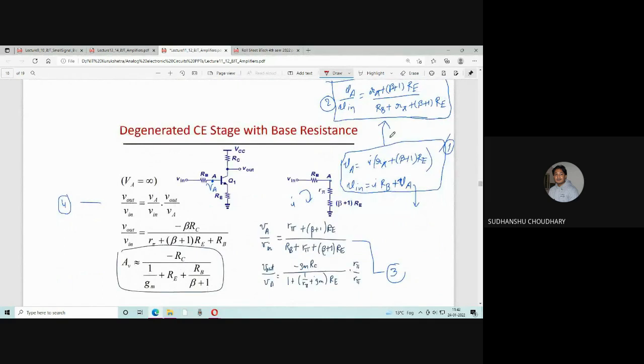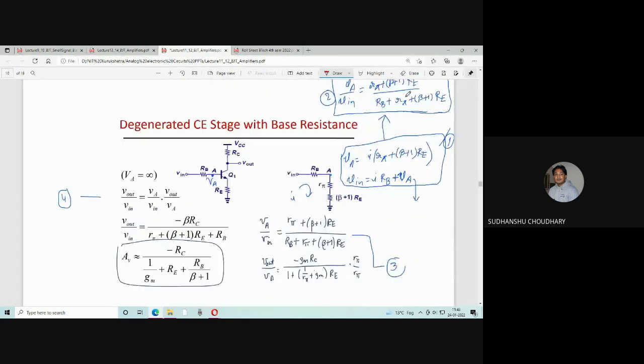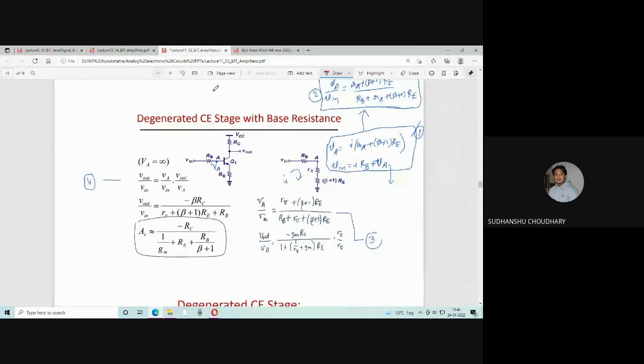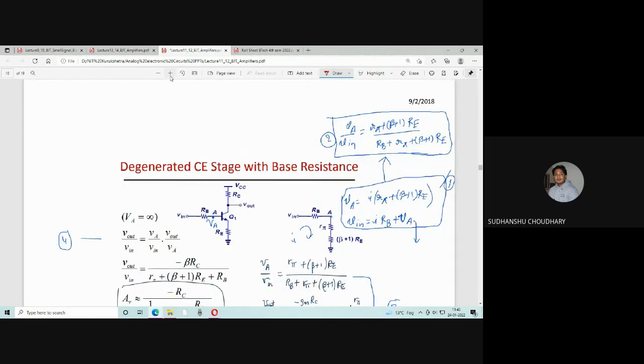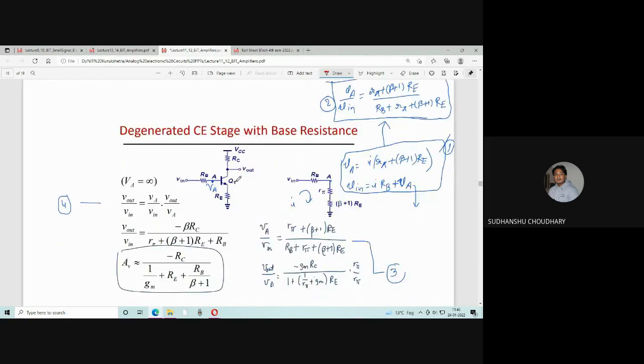Now let us also bring in the base resistance into this circuit. So far we have calculated the gain without base resistance. So let us bring the base resistance also into picture. So we say now we have a common emitter stage with degeneration and also base resistance. Now let us find out the gain of this circuit.